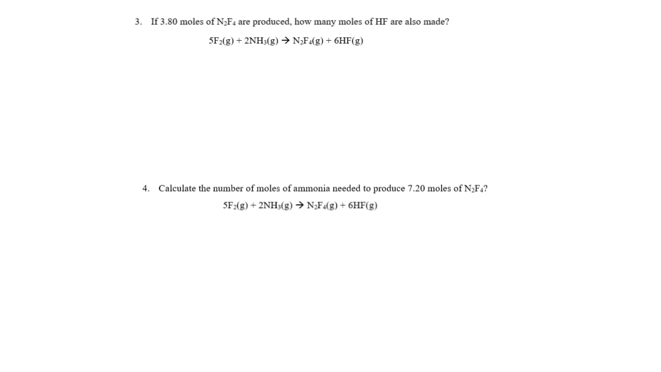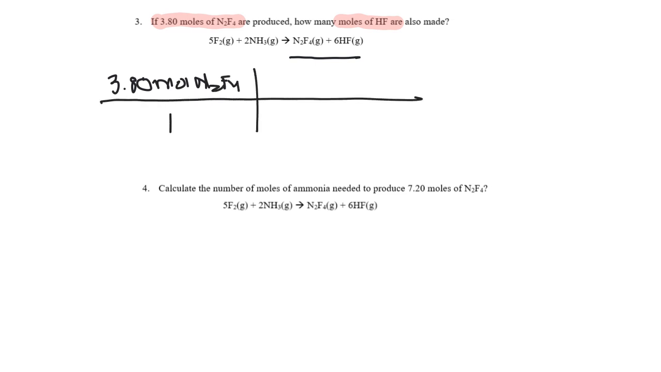Okay, number 3. If 3.8 moles of N2F4 are produced, how many moles of HF are also made? So we are starting with moles of N2F4. We are ending with moles of HF. So I'm only concerned with this side of the equation. I don't care about my reactants. I only care about how much is produced. So I start with the number and unit given in the problem. I have 3.8 moles of N2F4. Put it over 1 and then draw my line.